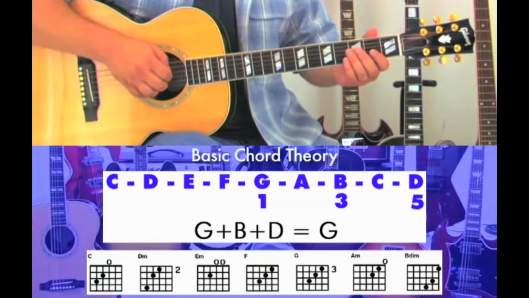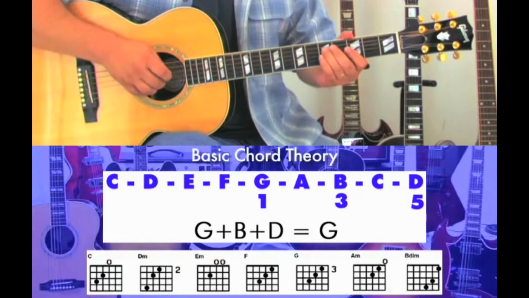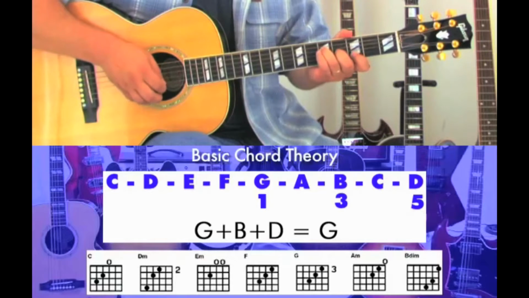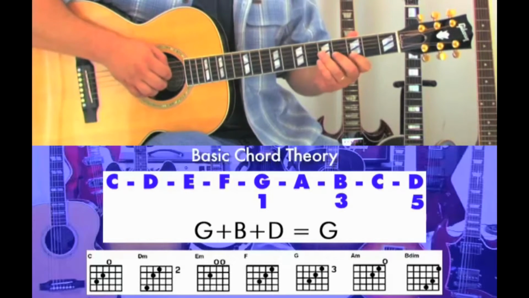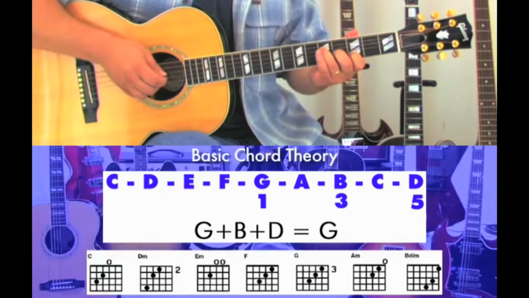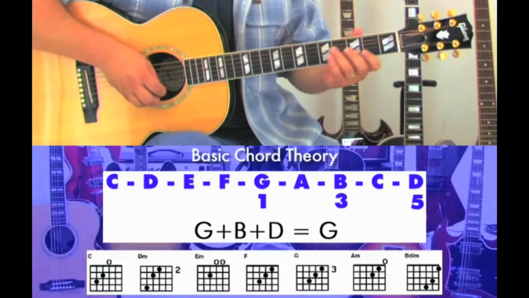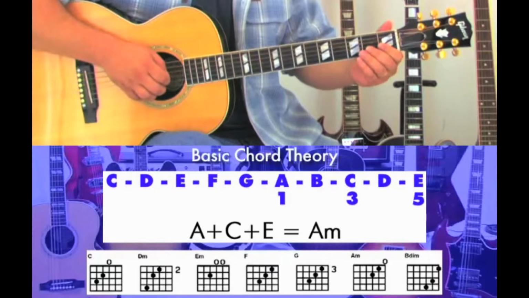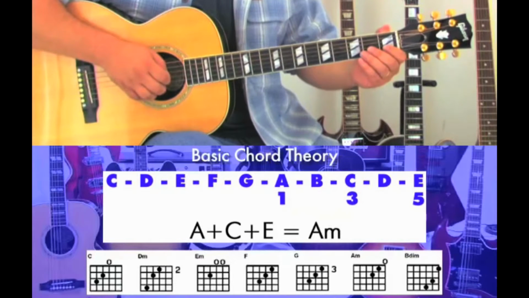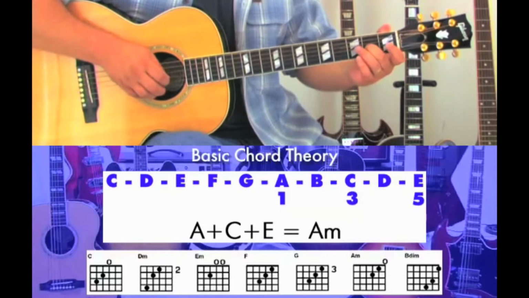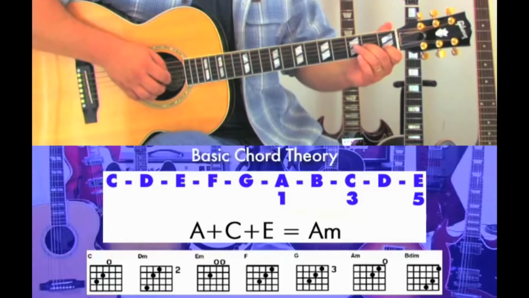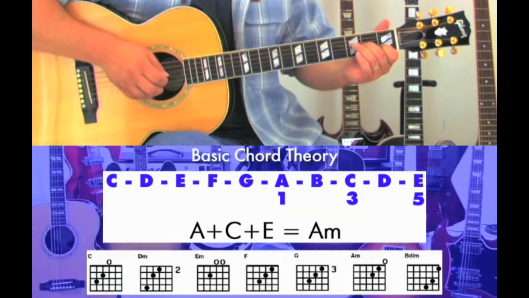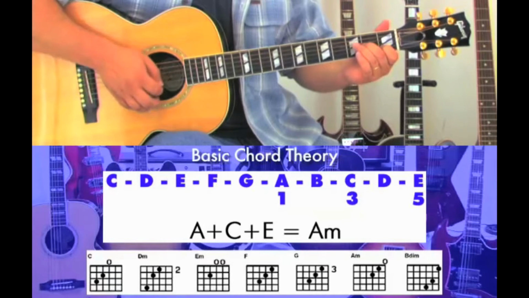The fifth note in the key of C is G. And when we apply notes 1, 3, and 5, or G, B, and D, we have G major because B is a major third above G. A is the sixth note in the key of C. The 1-3-5 formula gives us A, C, and E. C is a minor third above A, so the sixth chord in the key of C is A minor.